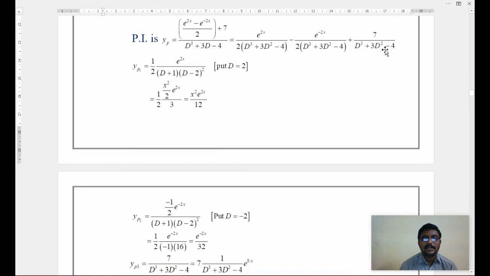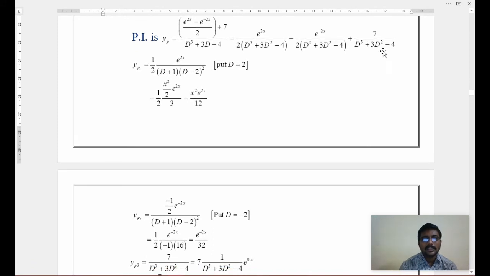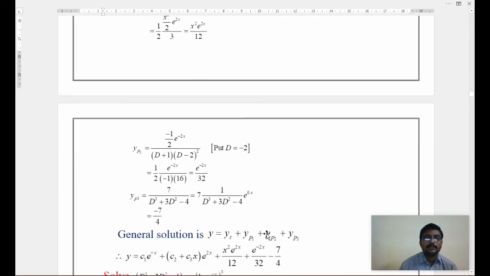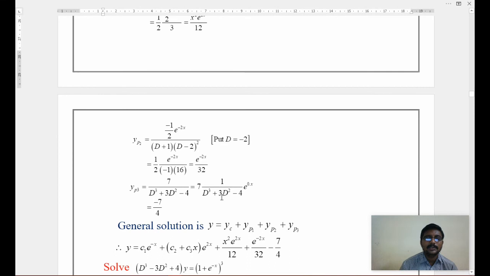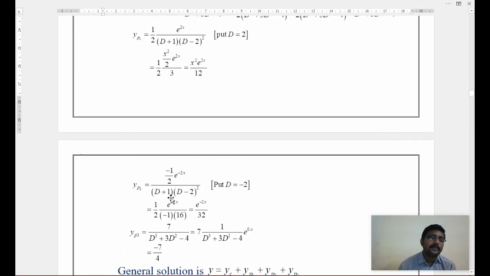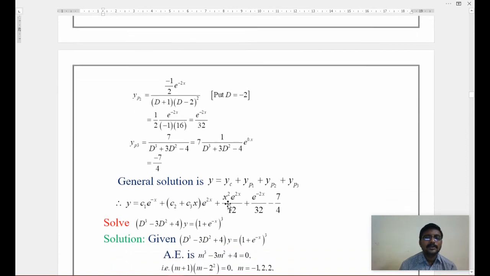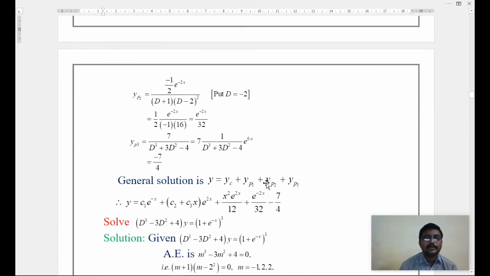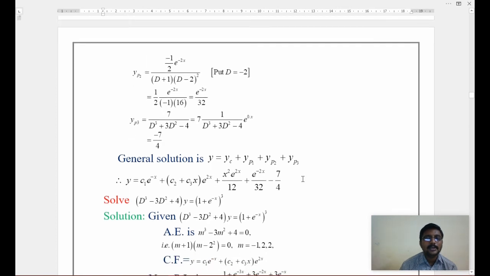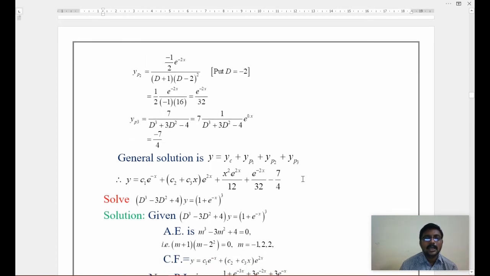Here 7 is a constant, so just take it outside. And the constant 1 can be written as e power 0x, so that we have to put D equal to 0. While putting D equal to 0, clearly we are getting a non-zero number, that is minus 4. Thus we will obtain yp3. These three, yp1, yp2, yp3, are added so that we get yp. Hence the complete solution is y equal to yc plus yp1 plus yp2 plus yp3. So adding these three with the complementary function, we are getting the complete solution or general solution.